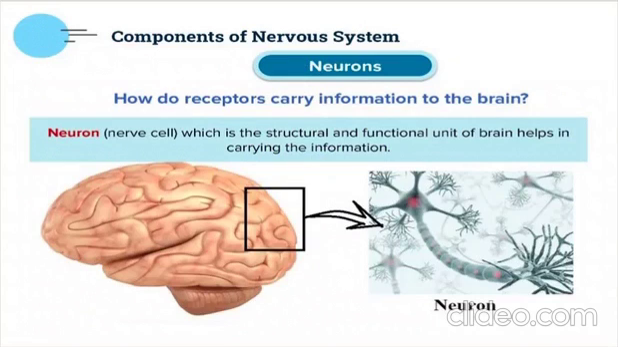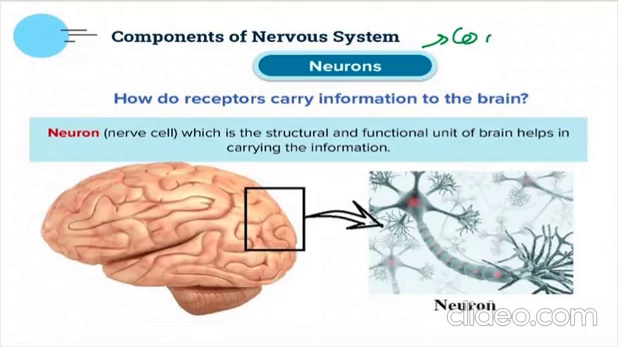Now, the question with neurons is these receptors. How do they give the information to the brain? Correct. If I touch anything hot, the brain says to remove it. How do we know that we are touching something hot? How does it go to the brain? That is my question.